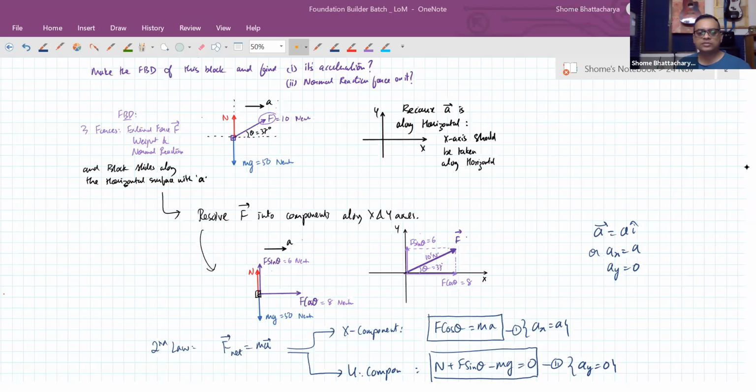Okay. And once you have selected the axis and resolved the forces, then we have to apply Newton's second law, which is this one, but in component form. So along the x-axis, net force is mass into acceleration. Along the y-axis, net force is mass into acceleration, but net force is 0 because there is no acceleration along the y-axis. So just note this down carefully and tell me if all the steps are clear or not.